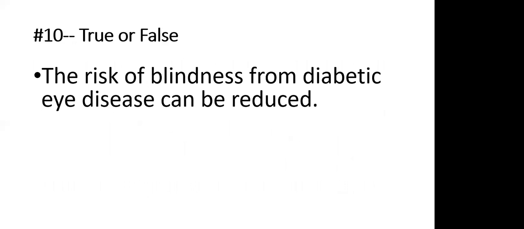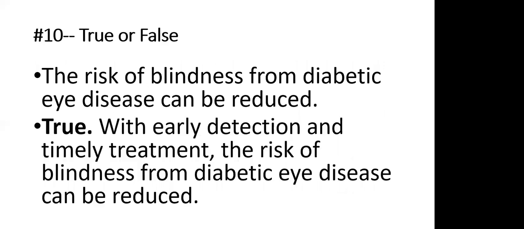All right, so last question. The risk of blindness from diabetes can be reduced. Is that true or false? The risk of blindness from diabetic eye disease can be reduced. Yes. Very good. So it's true. And it has to do with early detection. So screening, early detection, timely treatment, okay, can help to reduce the risk of diabetic eye disease.